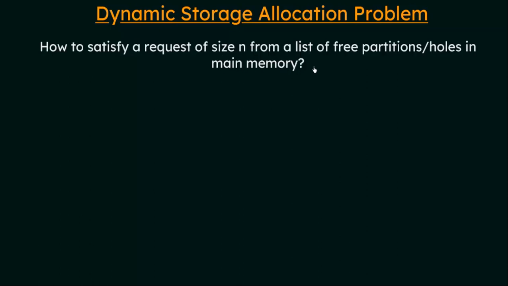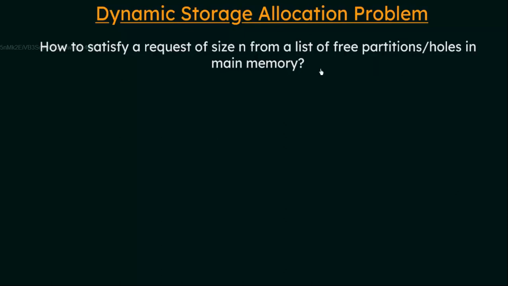For such a process, which partition or hole are we going to assign from the main memory? When we say hole or partition, it just means the fixed partitions in the main memory that we discussed in the previous lecture. So the question is, which partition are we going to assign to a particular process with a particular memory requirement?